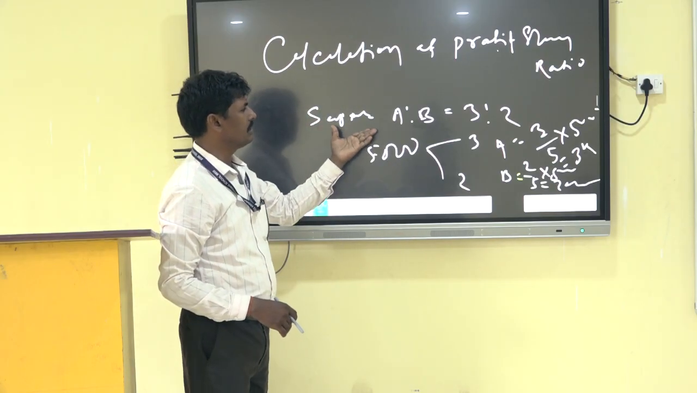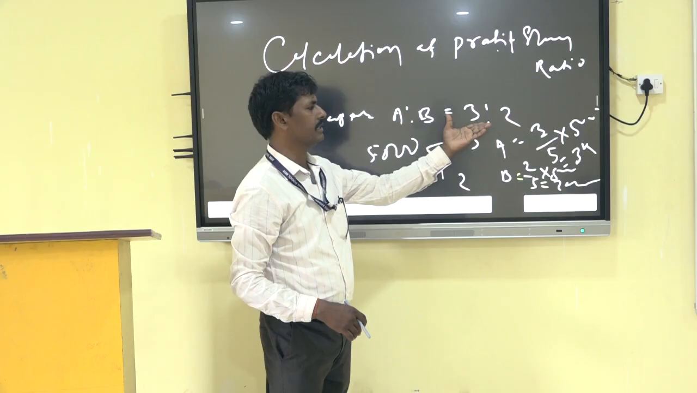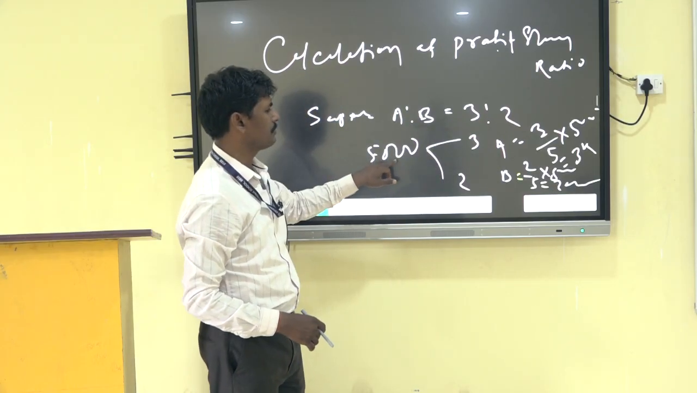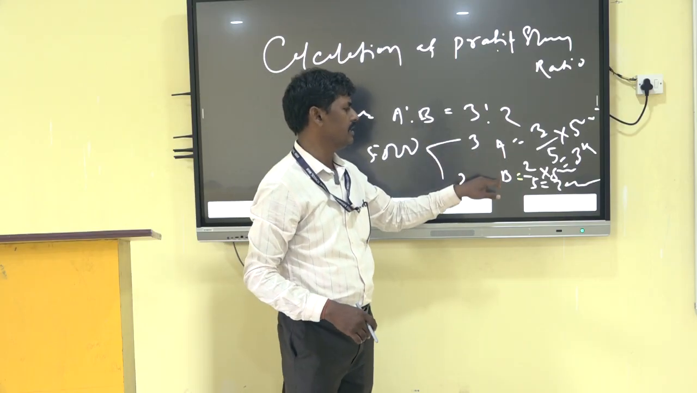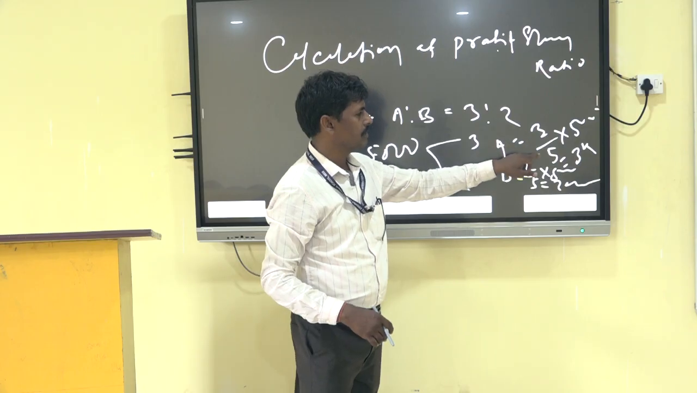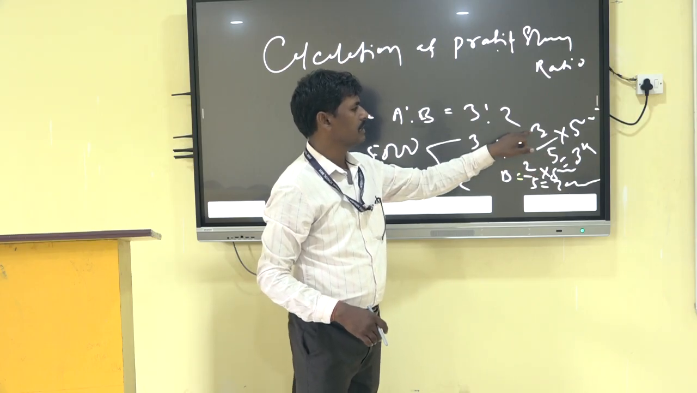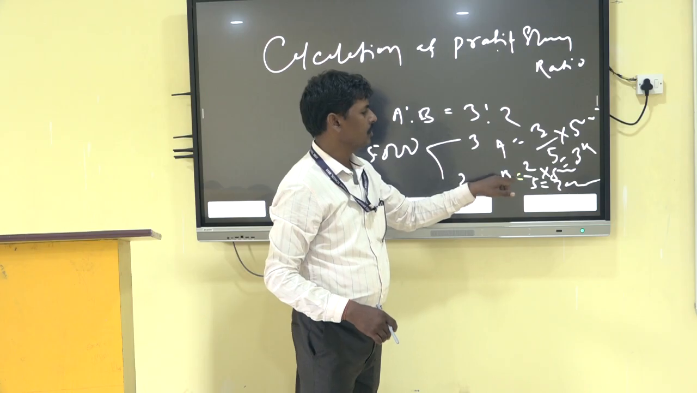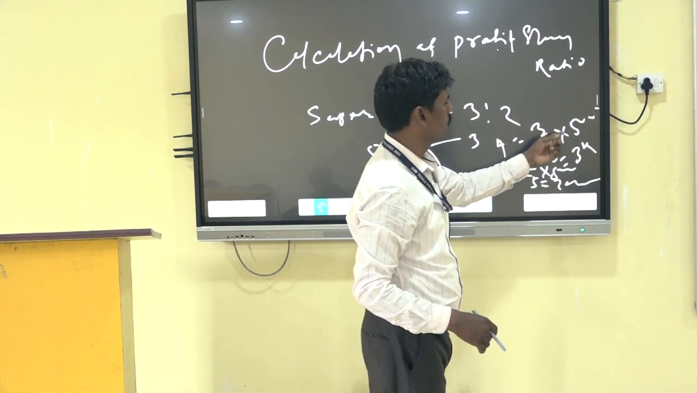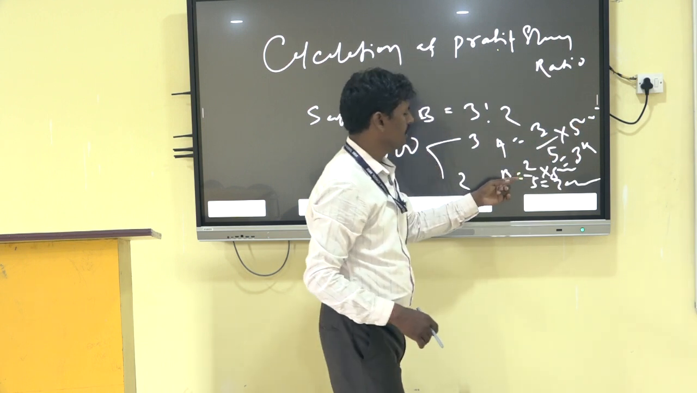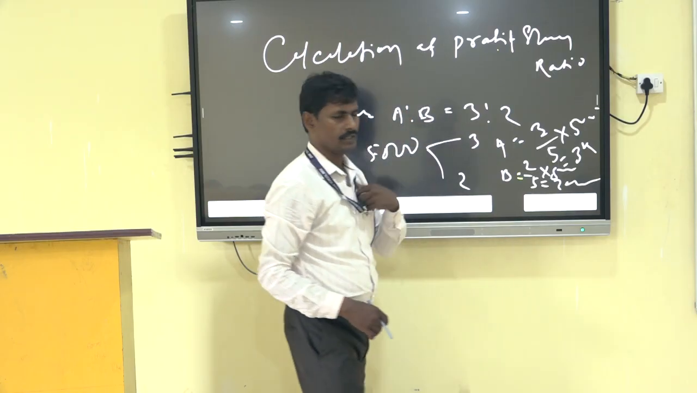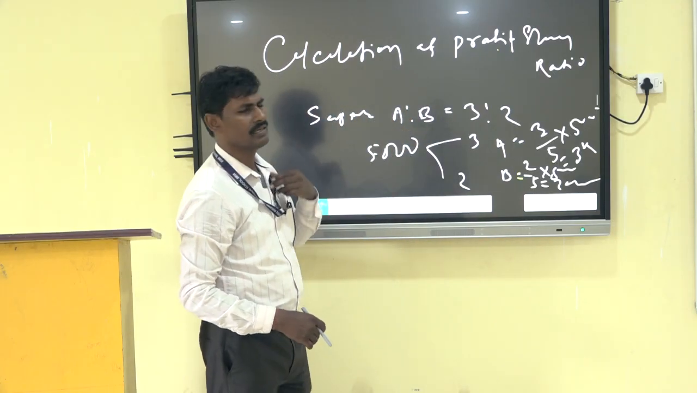When profit is generated, it will be distributed according to their agreed ratio, that is 3:2. Suppose the profit is 5,000. It will be distributed between A and B according to their agreed ratio, meaning 3/5. Out of 5 parts, 3 parts will be given to A, and 2 parts to B. Then 3/5 into 5,000 is 3,000, and B gets 2/5 into 5,000, that is 2,000. Clear? On this basis the profit sharing ratio will be distributed.